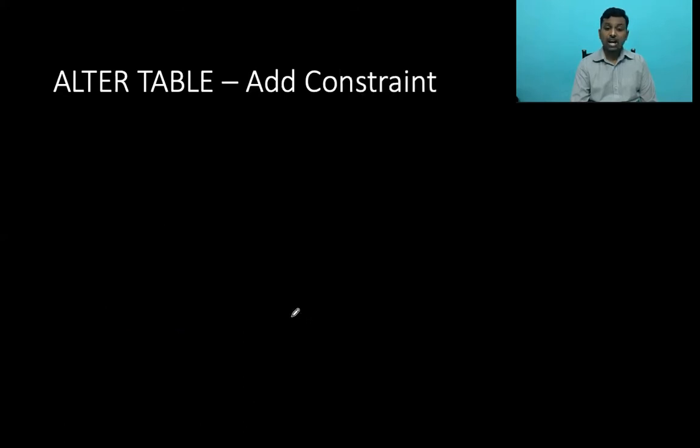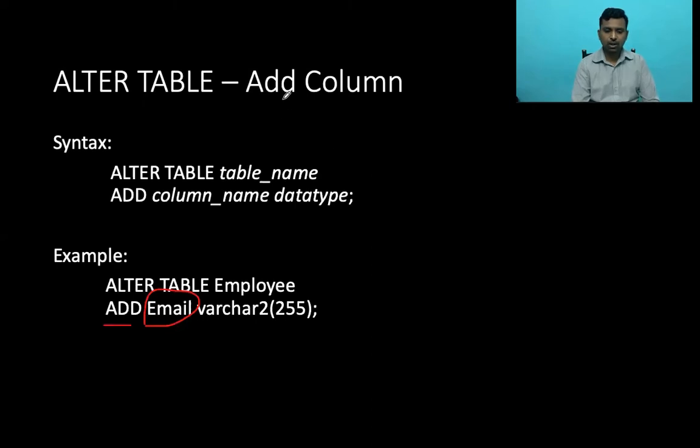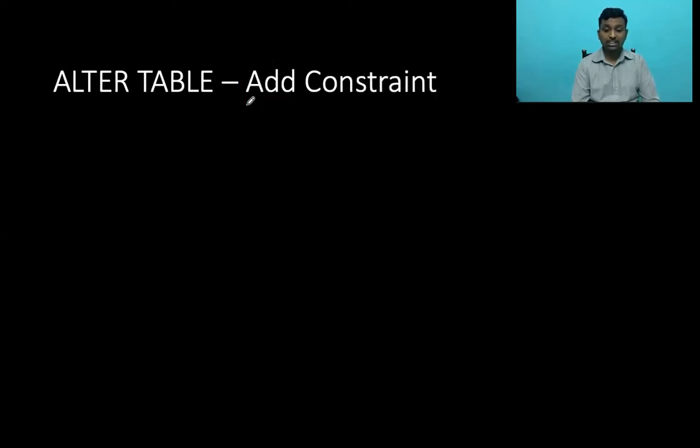Now add constraint. Before, we saw adding a column. Now we are going to see how to add a constraint. What is a constraint? If I want to tell my column that you should be only like this, you cannot be like that, you have to be like this, this kind of information can be given with the help of constraints. Now what are the constraints that we have in the Oracle database? We have constraints like primary key, not null, many other things, foreign key.